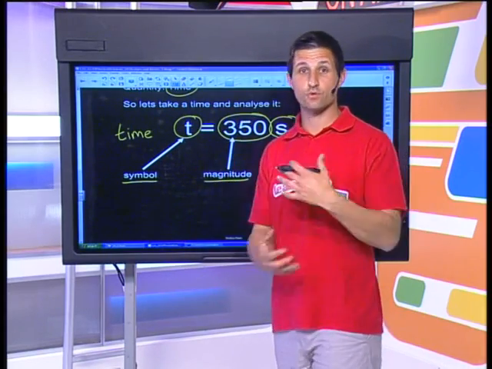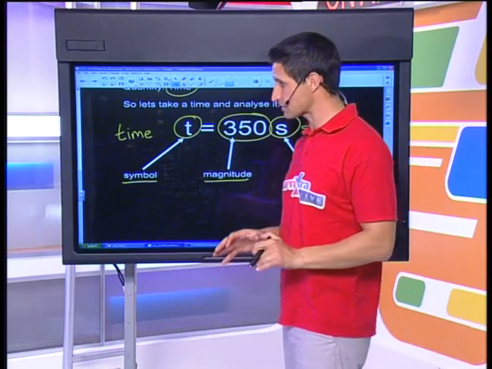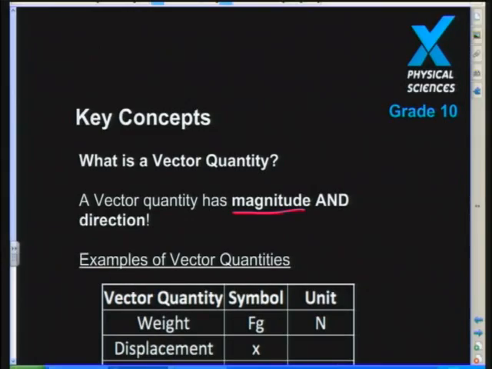So I want you to get comfortable with the language as we go, because I'm going to start throwing it around quite quickly. I want to make sure you stay with us. A vector quantity has got magnitude, and this is the really, really important thing, direction.